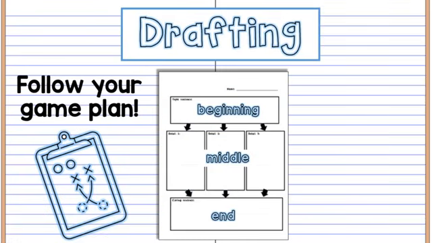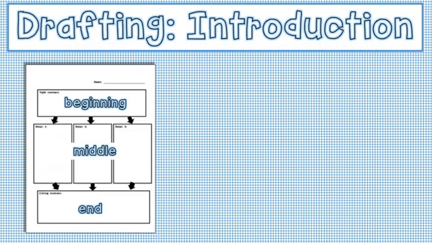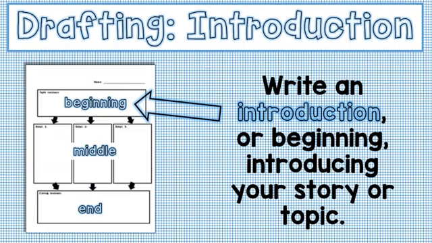Your outline should guide your writing. Keep it next to you as you begin your rough draft. First, you should write an introduction or beginning, introducing your story or topic. After reading your introduction, readers should know the subject of your writing.